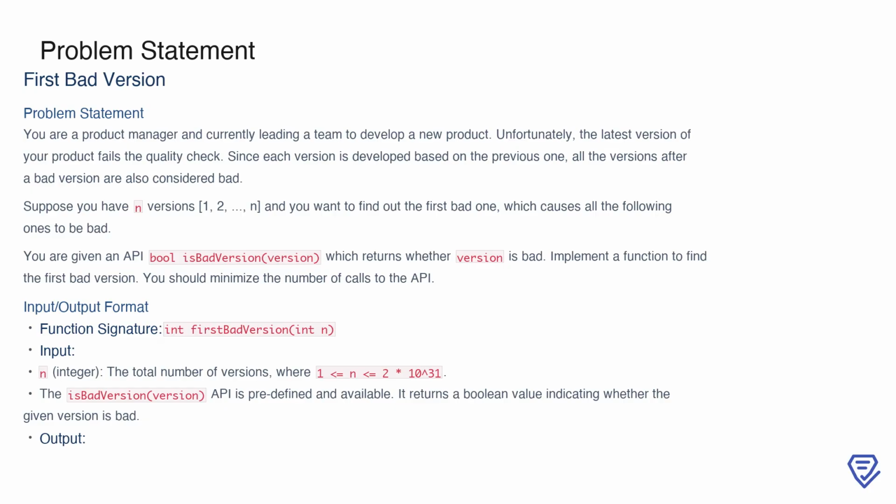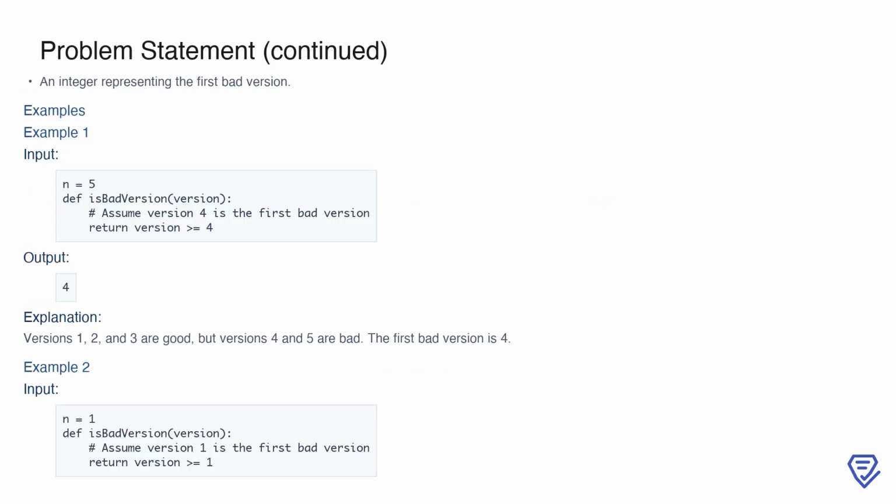To help with this, you are provided with an API called isBadVersion(version). This API takes a version number as input and returns a Boolean value indicating whether the given version is bad. The goal is to implement a function that finds the first bad version while minimizing the number of calls made to the API. The function you need to implement is called firstBadVersion, and it takes one parameter, n, the total number of versions. The API isBadVersion is already available to you.